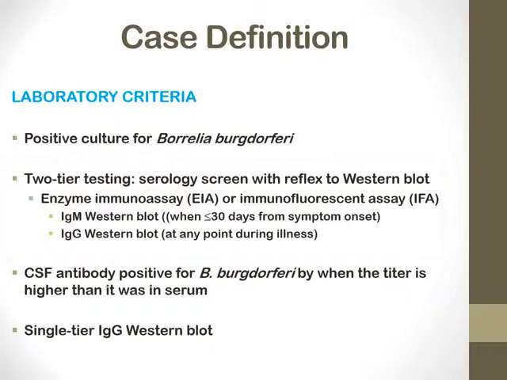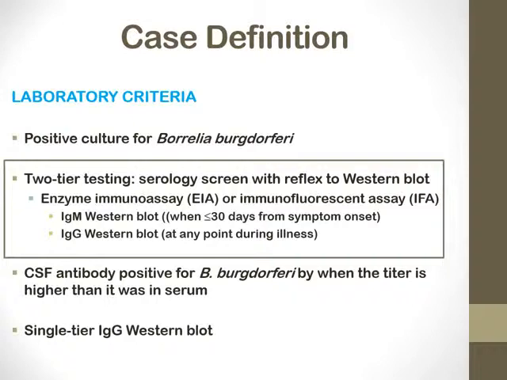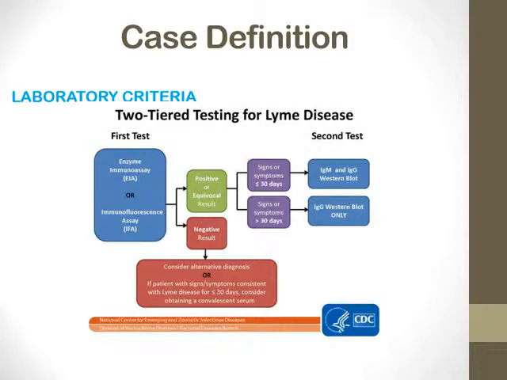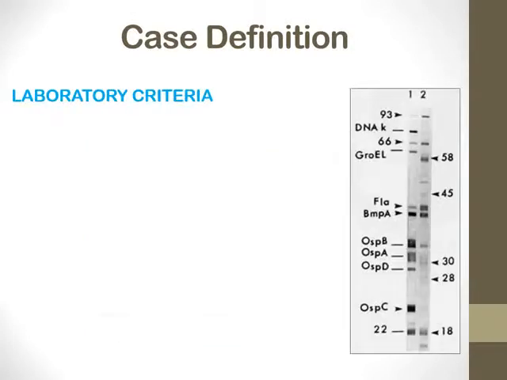The two-tier testing strategy is strongly recommended by CDC, so let's go over it one more time. The first test is the EIA-IFA to screen for Lyme disease infection. If negative, an alternative diagnosis should be considered. If positive or equivocal, a Western blot should be run. Depending on the time of illness onset and specimen collection, either IgM and IgG Western blots, or just an IgG Western blot should be ordered. IgM and IgG Western blot should be utilized within 30 days of symptom onset, while only the IgG Western blot should be ordered after 30 days from symptom onset.